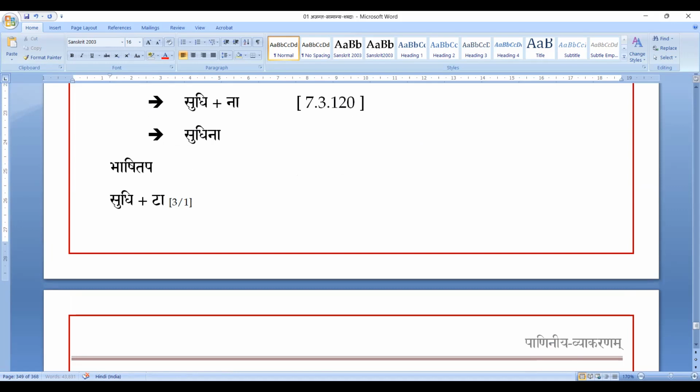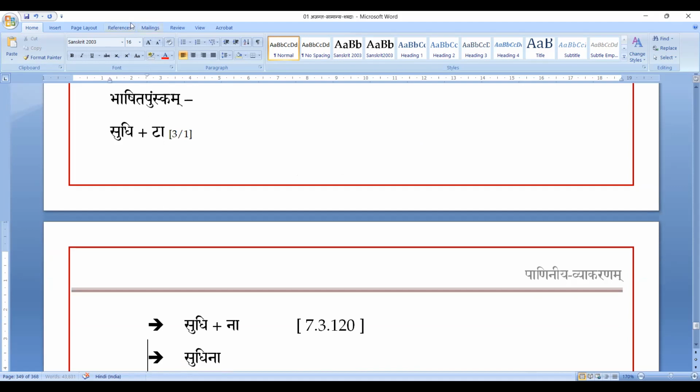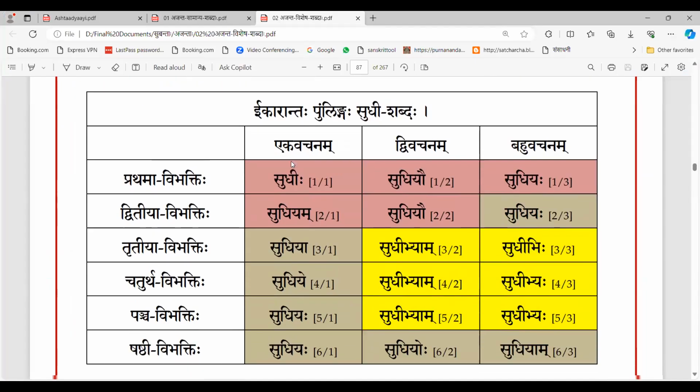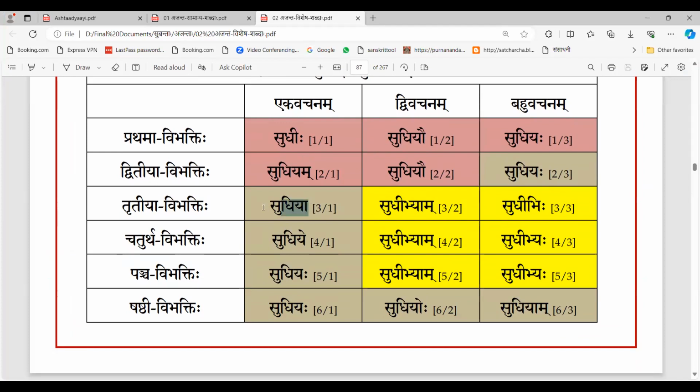Bhashita Pumskam. Sudhi plus Ta. Now, Sudhi plus Ta, what will happen? Here only I said you refer to the Pullinga Rupam. What did we get in the Pullinga Rupam? Tritiya Vibhakti Ekavachana would be Sudhiya. So the alternate form is Sudhiya. So for Sudhi Shabda, a Napumsakalinga Shabda, Tritiya Ekavachanam is Sudhina by Angonastriyam, the normal form, and Sudhiya by Tritiyadishu Gavalasya Pumvat Bhashita Pumskam, by that Sutra. Now, how do we get Sudhiya?